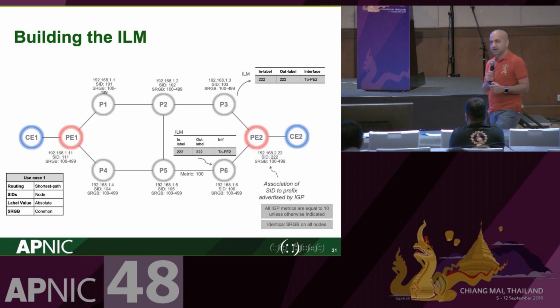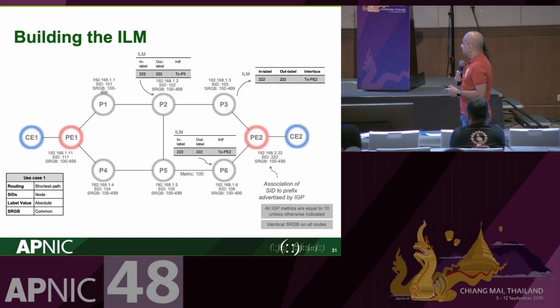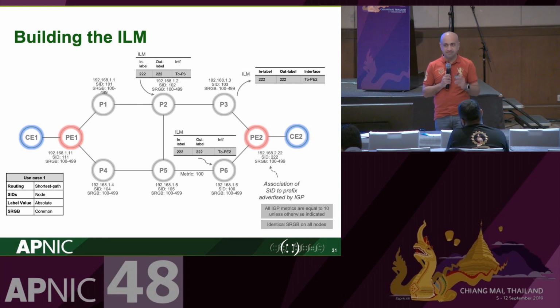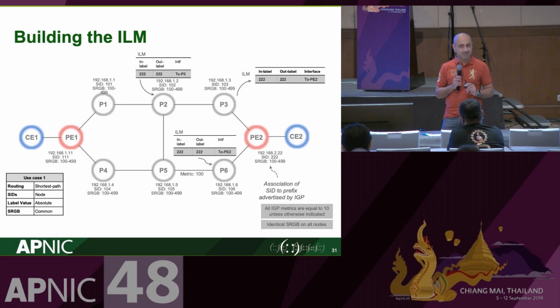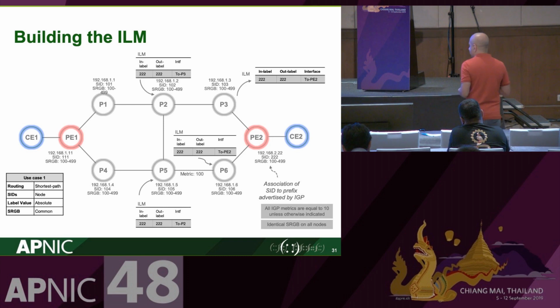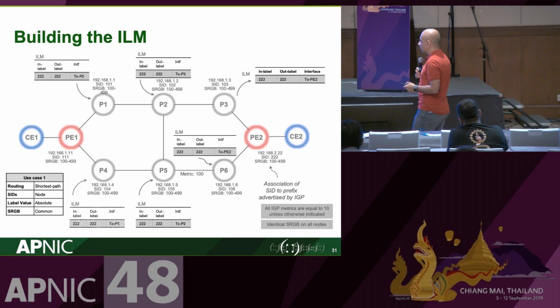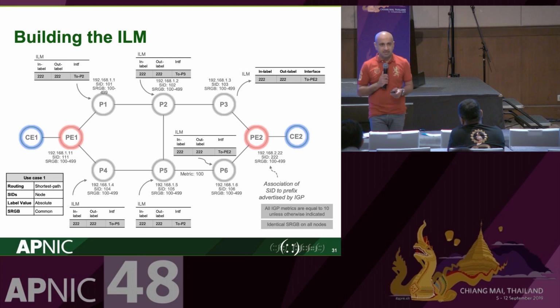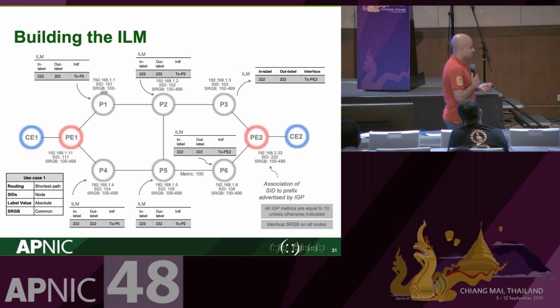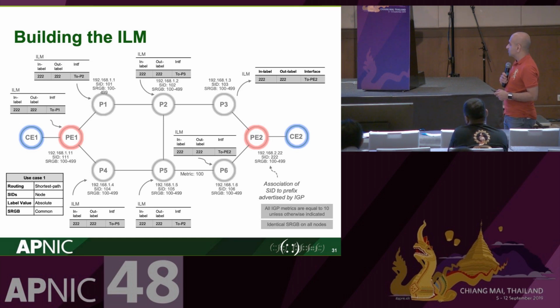That happens to all the nodes. So can anyone tell me what the ILM entry in P5 is going to look like, or P1, or P4? Exactly the same. Yeah, that's right. All of them will have the same ILM. You can already see how it becomes simpler, right? So P5, P4, you name it, all of them have the same ILM entry. Anything coming in on 222 is swapped for 222, and we know that it goes to P5. So a lot simpler for a shortest path application, right?